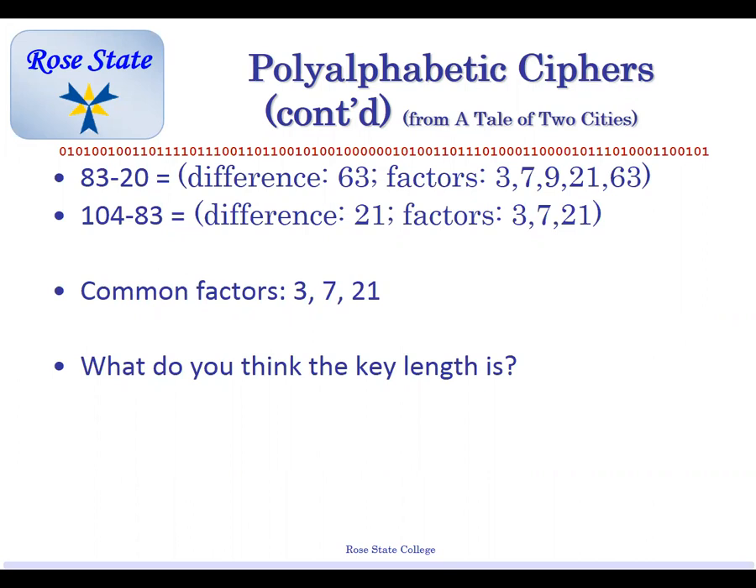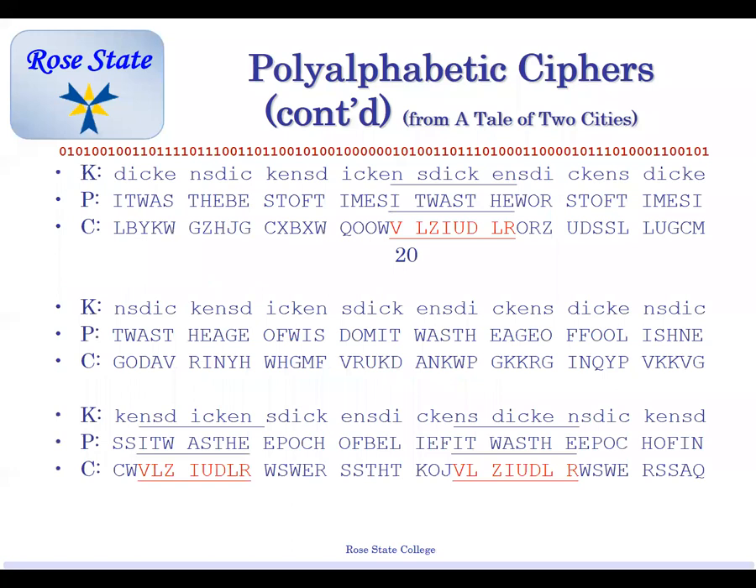Don't include 1. 1's not a valid one. Okay. And on the homework, I'm asking you the most common factors. Don't include 1. The common factors are 3, 7, 21. So how long do you think the key is? 7. It's probably 7. Could be 21, though. Okay. In this case, it was 7.